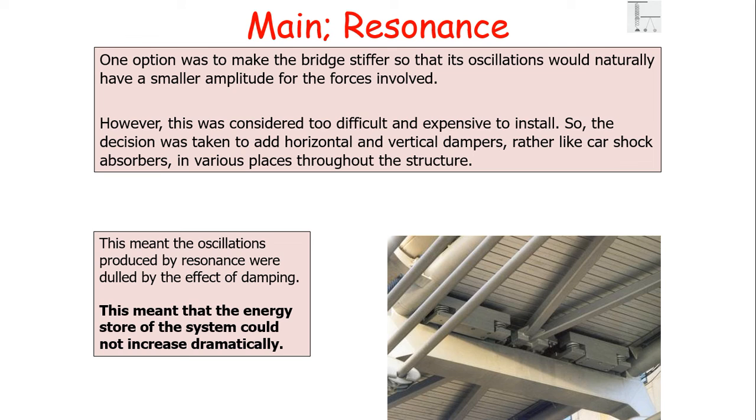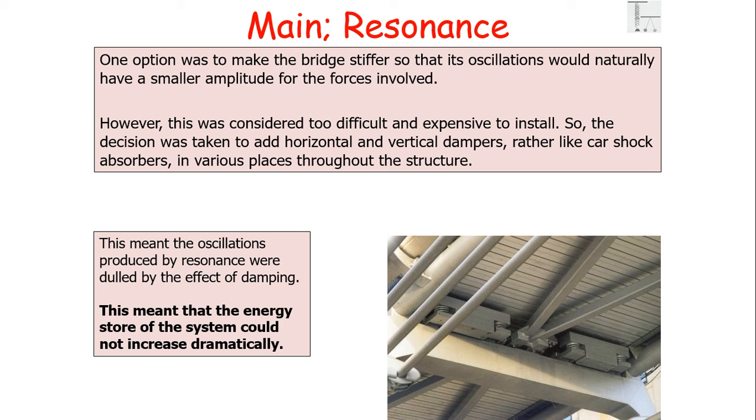Now, one option would be to make the bridge stiffer, so the oscillations would naturally have a smaller amplitude for the forces involved, but this is very difficult to carry out and very expensive to install, so the decision was taken to add something called dampeners, which are quite like shock absorbers in various places throughout the structure. So this meant that the oscillations produced by the resonance were dulled by the effect of dampening. The dampeners exerted a dampening force which dulled the actual peak of the resonance and flattened out that curve.